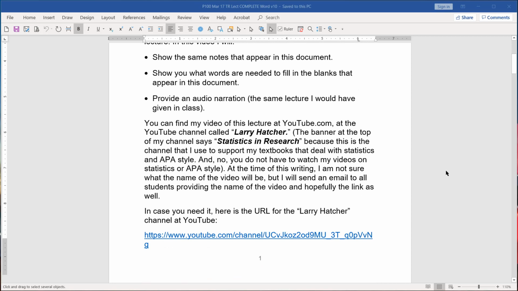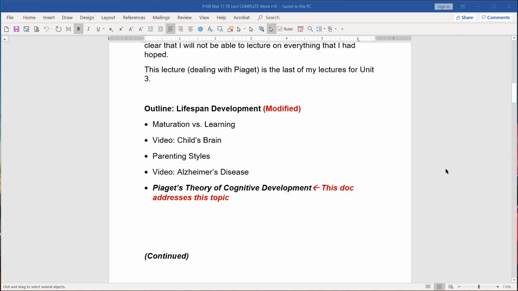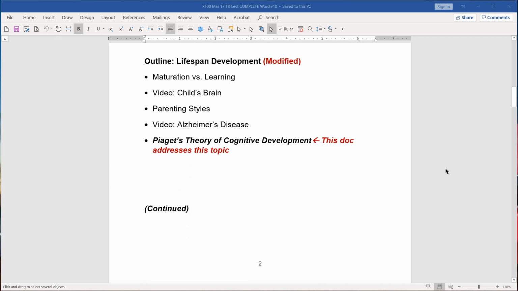Let's move down to the outline. Here's a modified version of the outline that I had shown in a previous lecture. My previous outline was more ambitious than this, given the amount of time that I've had to spend on the mechanics of learning how to get my course online. I have not been able to lecture on as many topics as I had hoped to lecture on.